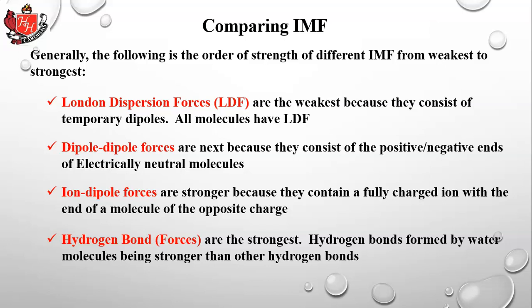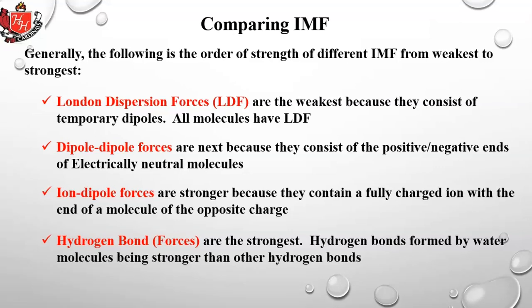But the water molecule, or the dipole molecule, could be water, could be something else that's polar, will attract to it. So ion dipole forces are stronger because they contain a fully charged ion with the end of a molecule of the opposite charge. So go back and review the water causing the salt crystal to dissolve. And then finally, hydrogen bond forces are the strongest. Hydrogen bonds formed by water molecules are stronger than other hydrogen bonds. So water molecule hydrogen bonds are stronger than those formed by ammonia or hydrofluoric acid.